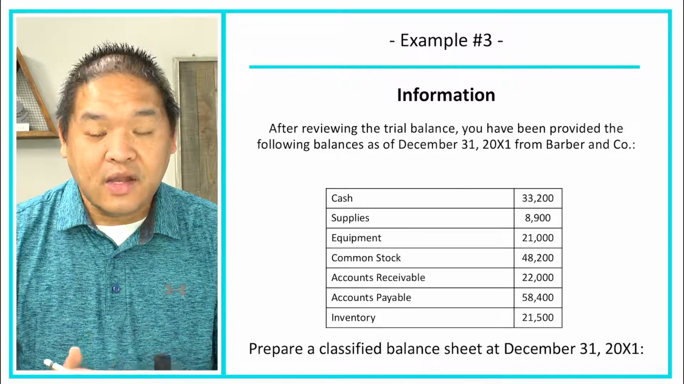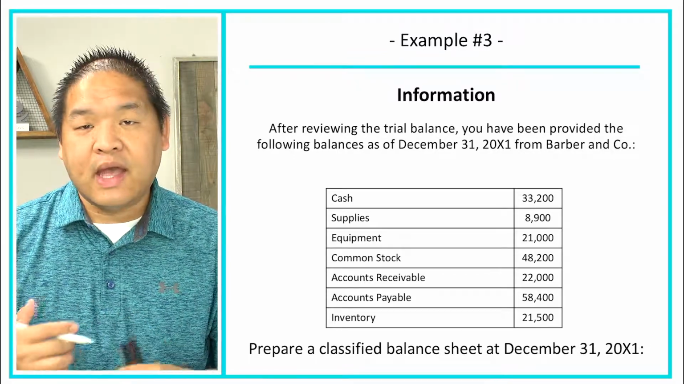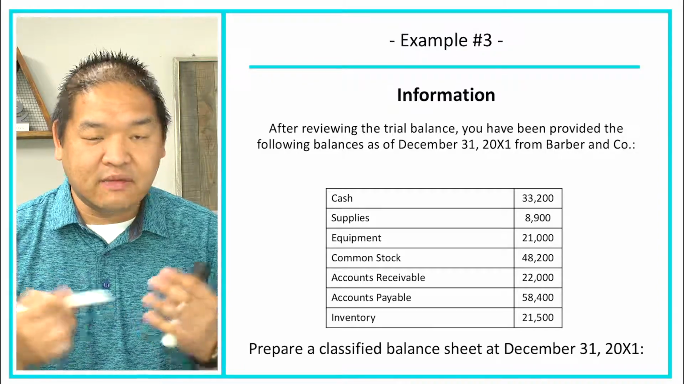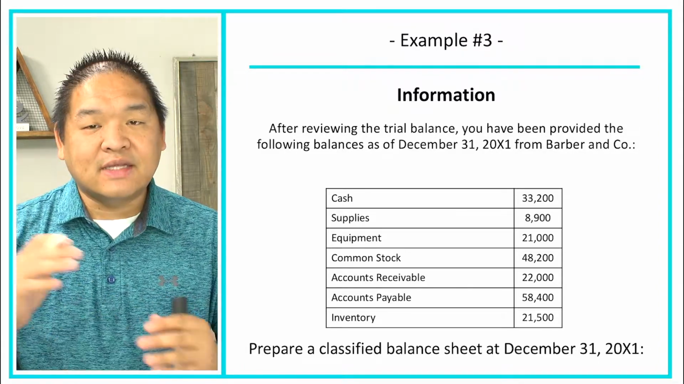All right, moving on. So the first thing that you should do here is, again, run all the accounts. Are they assets, liabilities, owner's equity, dividend, revenue, or expenses? And then from there, that's what we'll take to the balance sheet.